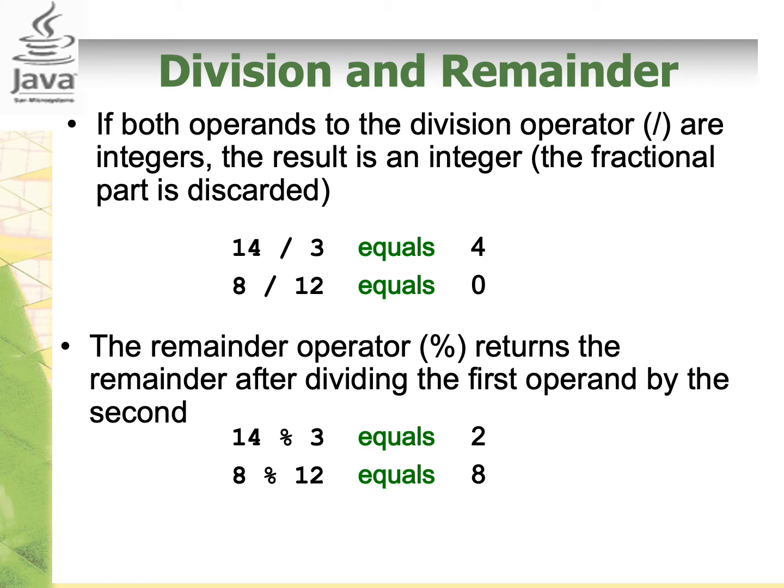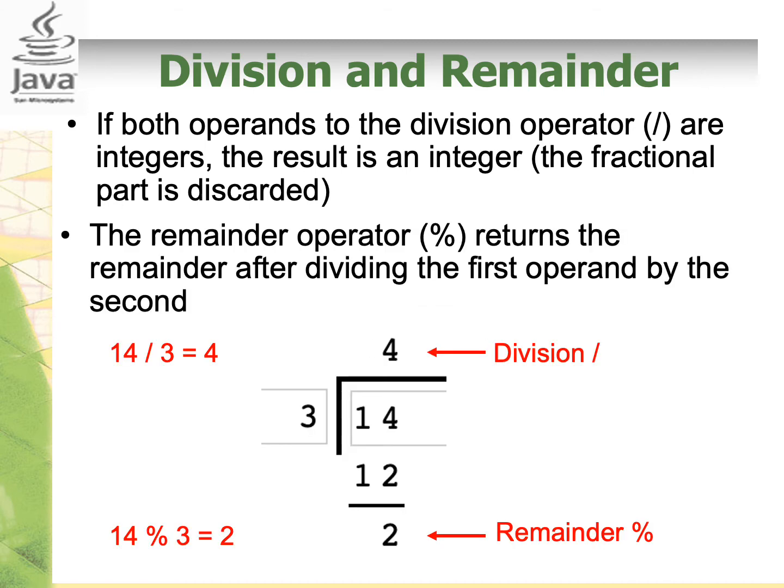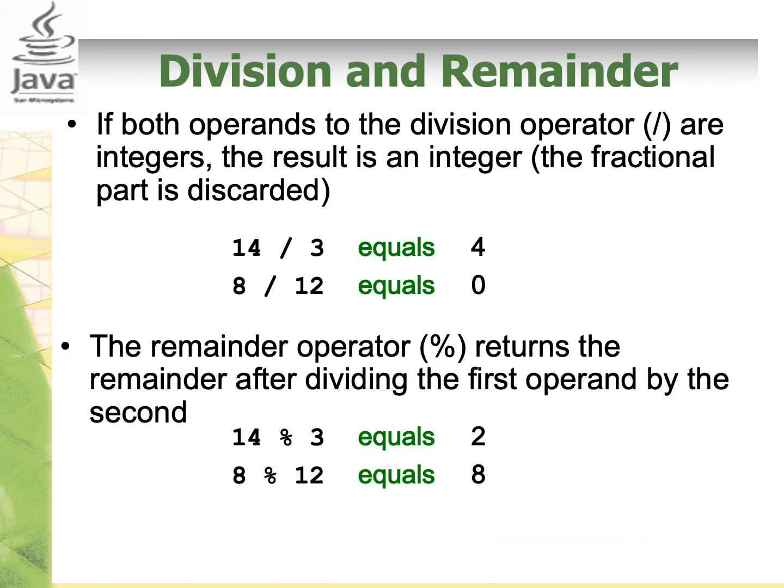Let's do a long division to understand division and remainder operators. Say that we have 14 divided by 3. When we do 14 divided by 3, the number at the top is the value for division, and the remainder is the result when we use modulus. So, 14 divided by 3 is equal to 4, while 14 modulus 3 will give us 2. The same goes for 8 divided by 12, which gives 0, while 8 modulus 12 has the remainder of 8.